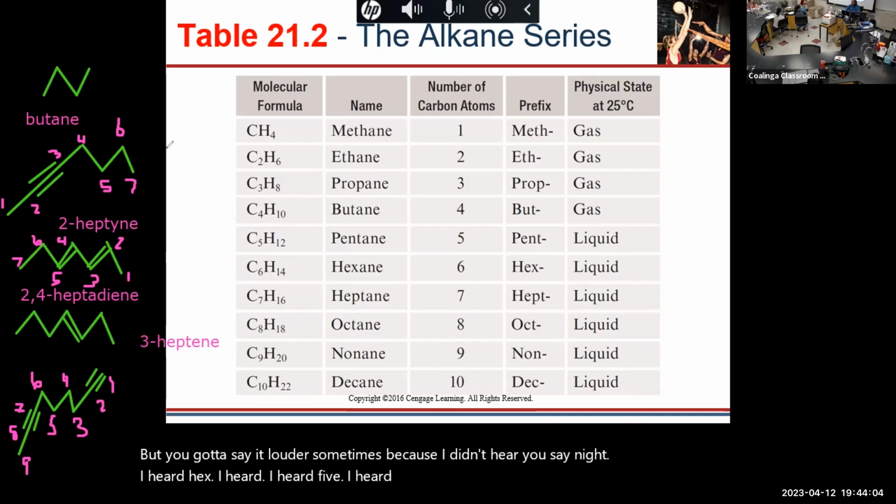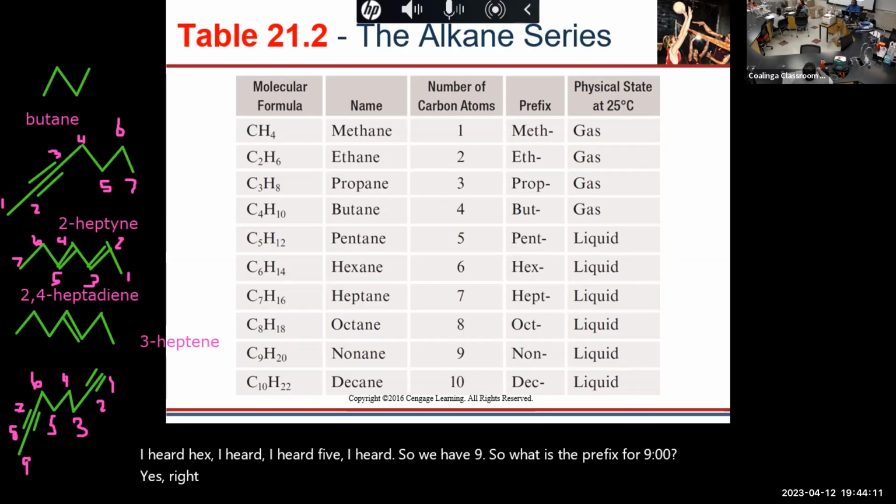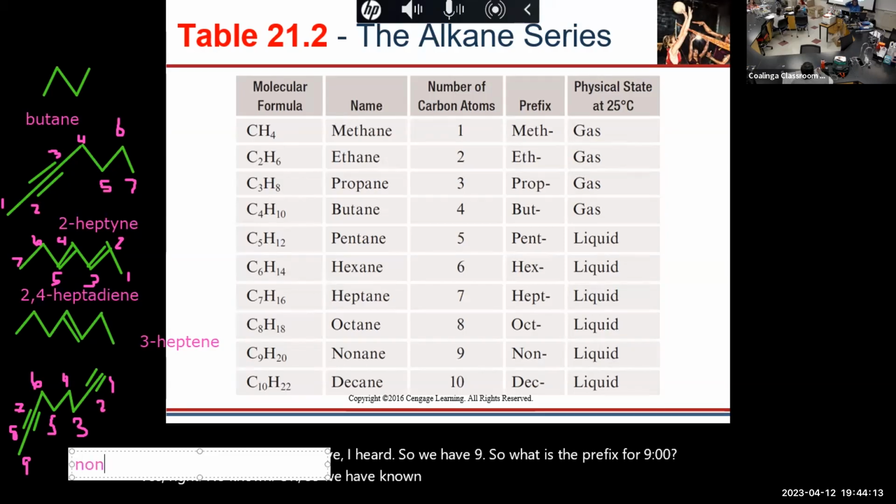So what is the prefix for 9? Non. That's right. Non. Okay, so we have non. Okay. And where are the triple bonds located at? We have one at the 1. Okay. And say 7 or 5. Oh, 7. 7, right? Yeah. Sorry, that's a 7. 7. And then it should end with what?